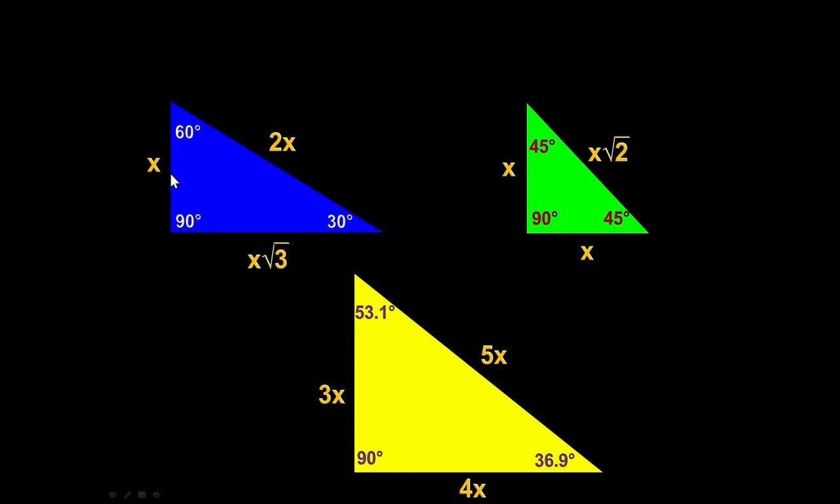So this was a 45, 45, 90. This was a 30, 60, 90. This might be a little funny, but these turn out to be the angles for a 3, 4, 5 triangle, or a 6, 8, 10, or a 4, 16, 20 triangle. But any triangle with that angle there is going to have the same ratio of sides.